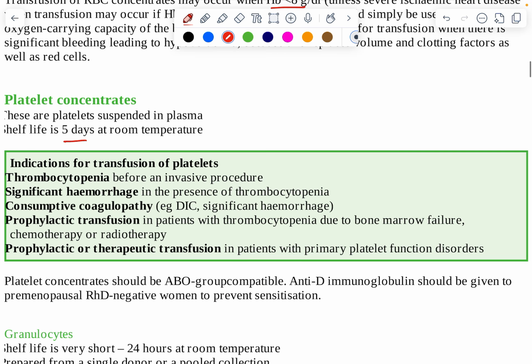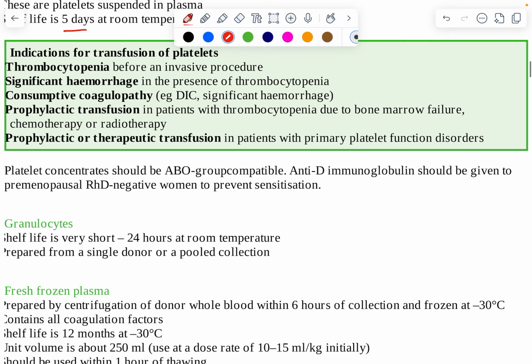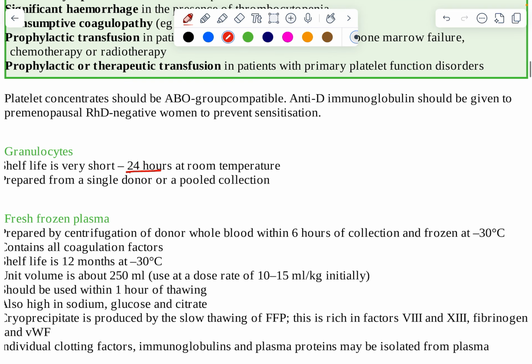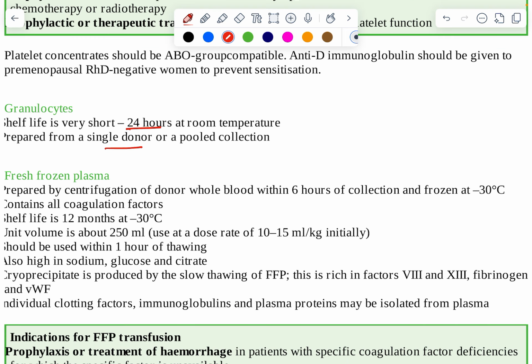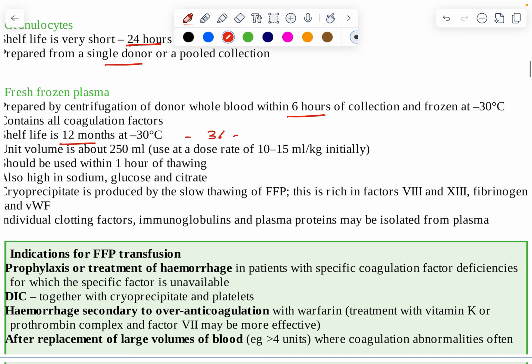Platelets are suspended and stored 5 days at room temperature. Indications for platelets: thrombocytopenia, significant hemorrhage, consumptive coagulopathy, and massive transfusion. Granulocytes have a 24 hour shelf life and are prepared from a single donor. Fresh frozen plasma is prepared by centrifugation of donor whole blood, frozen within 6 hours of collection, and its shelf life is 12 months.